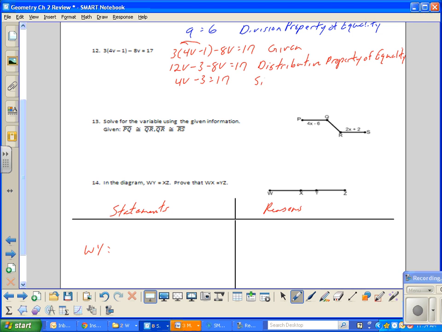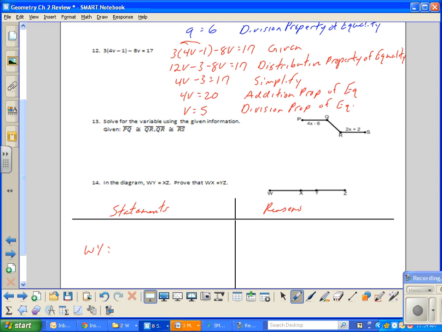So let's simplify. Then I'll move that 3 over by addition, so that'll give us 4v equals 20. Addition property of equality. And then lastly, divide both sides by 4, give us v equals 5, and that is the division property of equality.